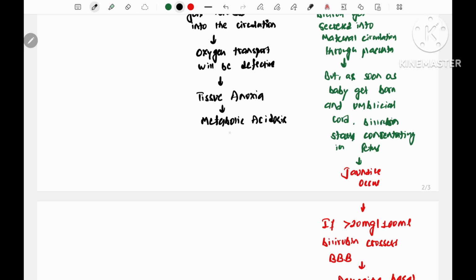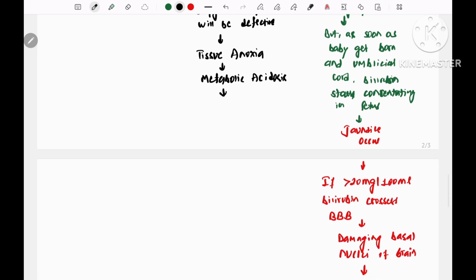Now during this process, what is happening? The placenta thinks that it is not able to transport a good amount of oxygen to the fetus. So what do I need to do? I need to increase my capacity, the placenta thinks like that. So what does the placenta do? Placental hyperplasia, to increase the oxygen transport.